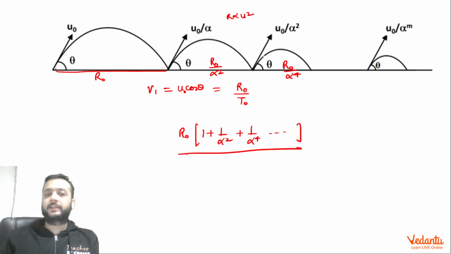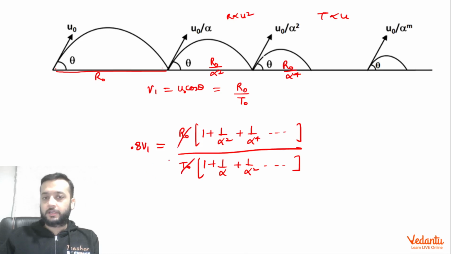Divide by total time of flight. Time of flight is proportional to u, 2u sine theta by g. Theta is not changing. So if the initial time of flight was T0, that means for the first projectile motion the time of flight was T0, then here this will be T0 by alpha, this will be T0 by alpha square, right? So 1 plus 1 by alpha plus 1 by alpha square, and so on and so forth. This was given as 0.8 v1, right? So R0 by T0, this is v1. So we can say that this ratio of these two GPs is 0.8.